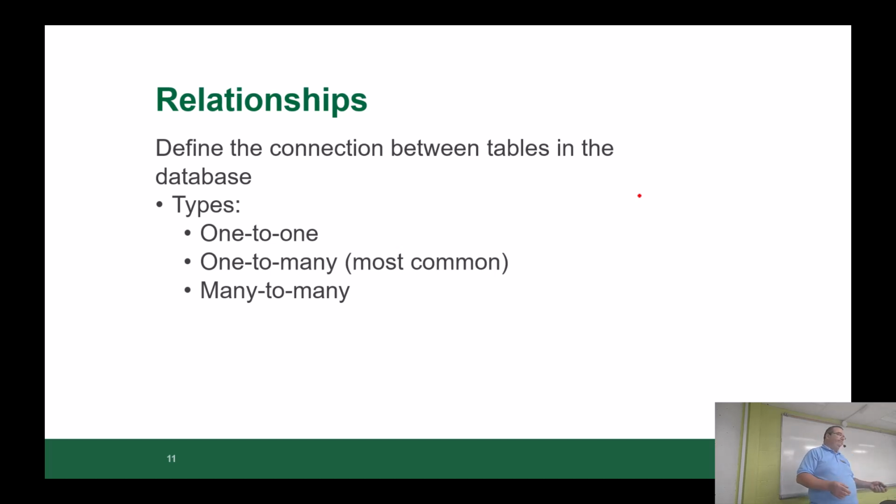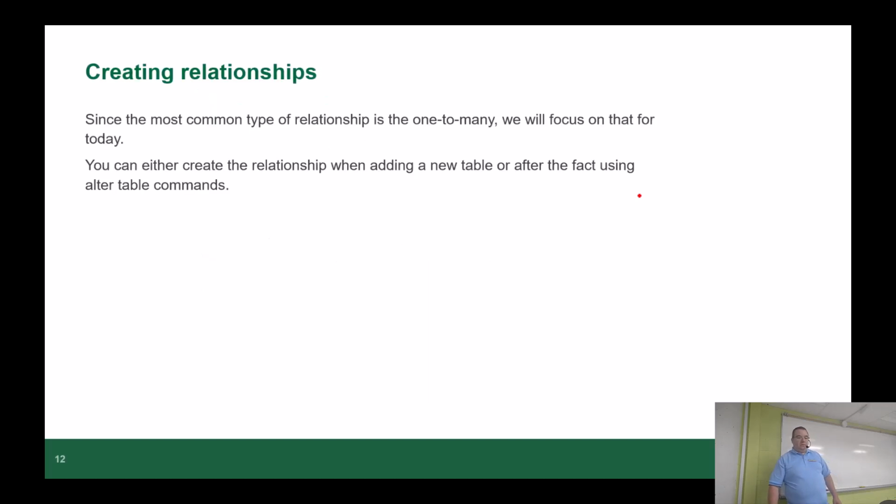It's very common in the design phase. It is physically impossible to implement. When you get down to the point where you're creating the physical database design, many-to-many does not exist. It's resolved using other techniques. Since the most common type of relationship is one-to-many, that's what we're going to do today.